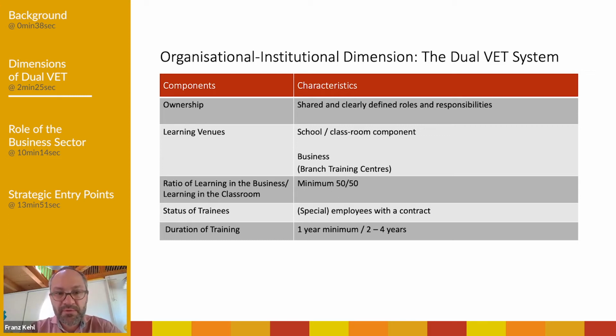Fourth, the status of trainees. In dual VET, businesses recruit trainees who then become employees with a special employment contract, what is often called the apprenticeship contract. So it is not the schools or anybody else that recruits the trainees.